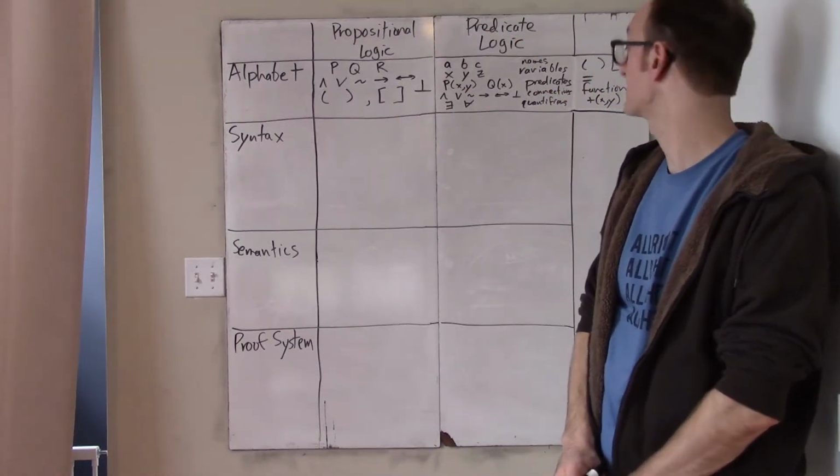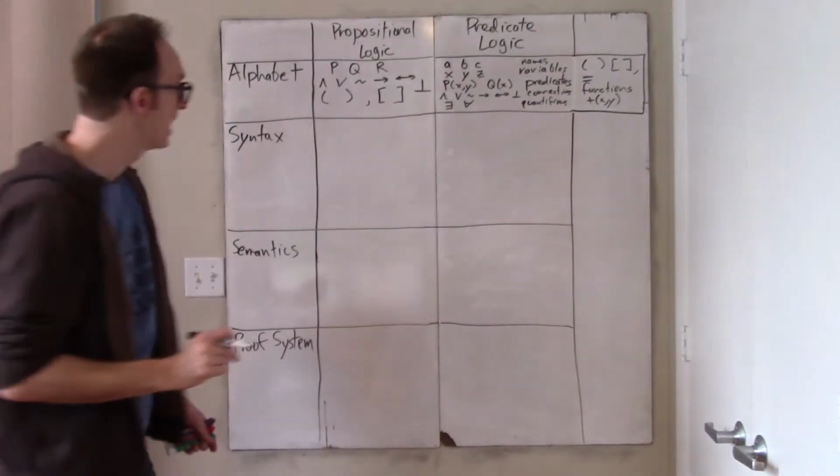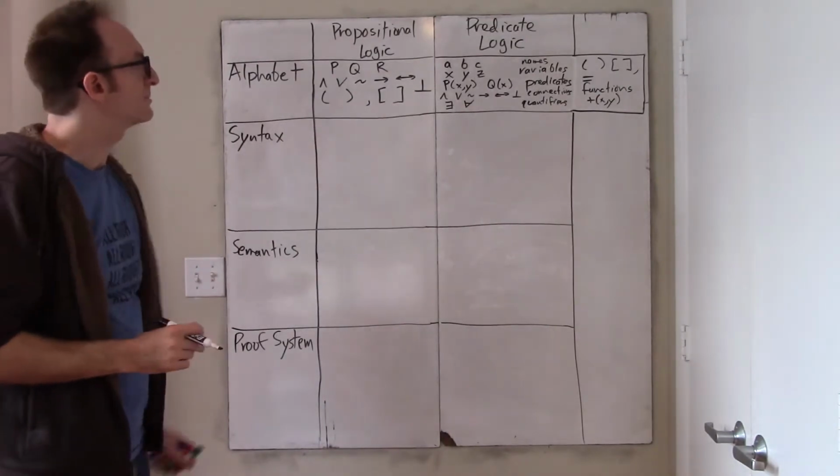So that's also something that we might want to talk about. So, okay, great. That's our alphabet. Oh man, it's taking so long. What is the syntax for propositional logic?